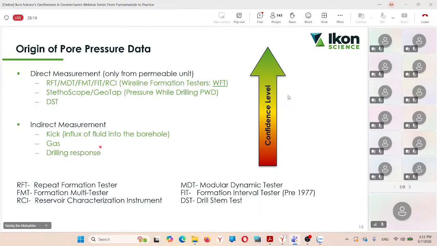While this is less reliable, it's still a good source of data, because not all the time do we have direct measurement data. Probably the acquisition is not very successful. So in terms of confidence level, as I mentioned, indirect measurement comes with lower confidence, direct measurement is high confidence, so we could use it with caution.